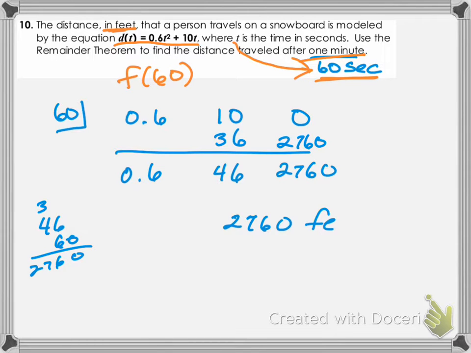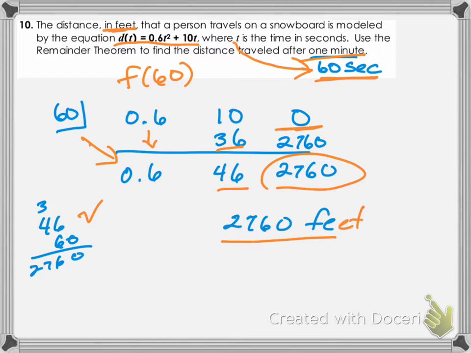Don't worry about the 0.6. It comes out right away because we're going to multiply those two together. So you have 0.6, 10, and then you didn't have a constant term, so you need the 0 there. And, okay, doing the synthetic, bring down the 0.6. 0.6 times 60 is 36. 46. 46 times 60, here's me doing the math over here. You get 2,760. So you ended up with 2,760 feet. That's how far he went in 60 seconds.